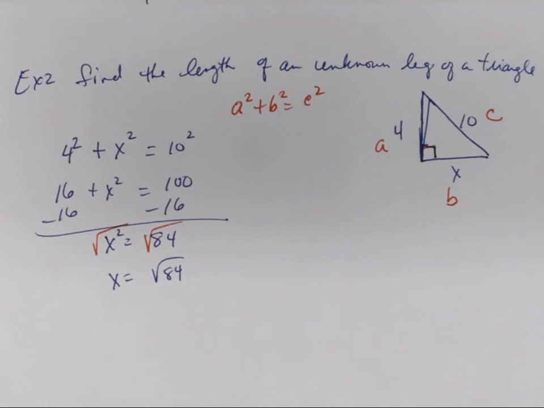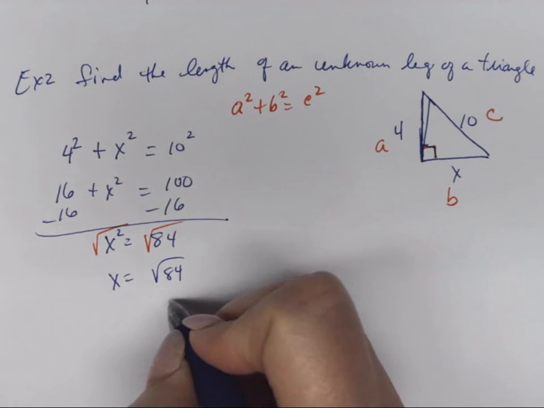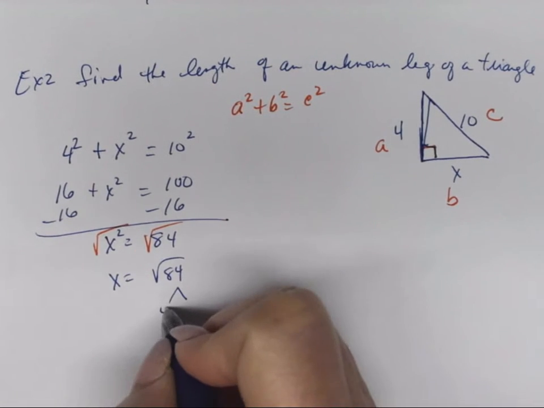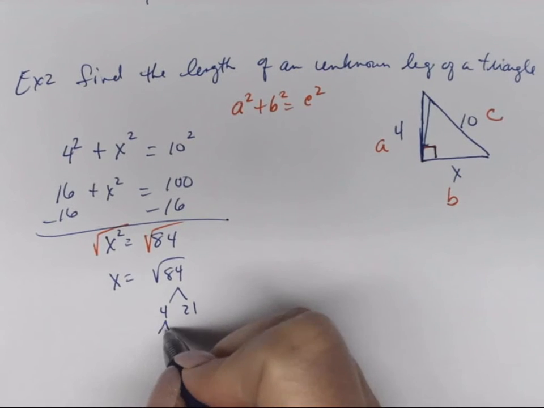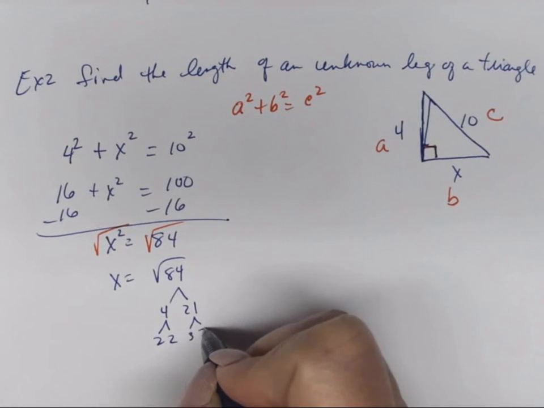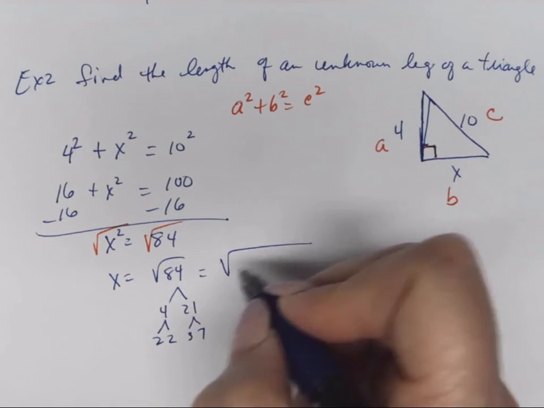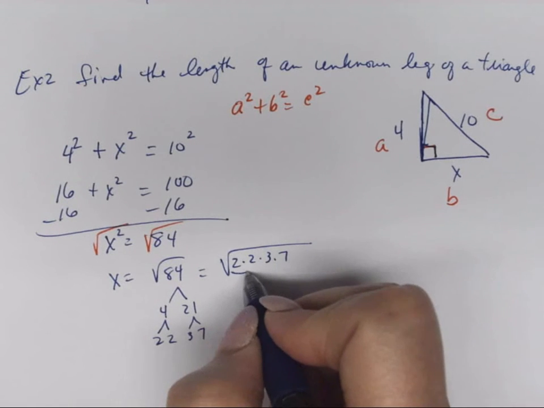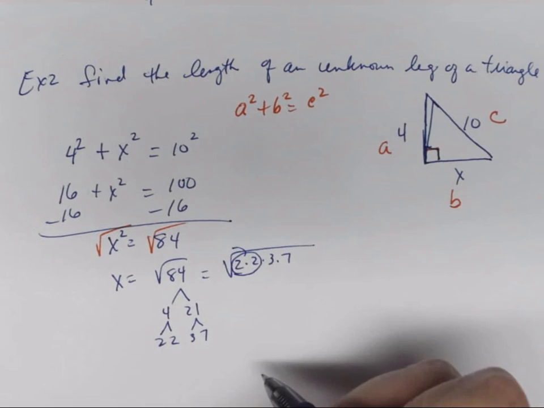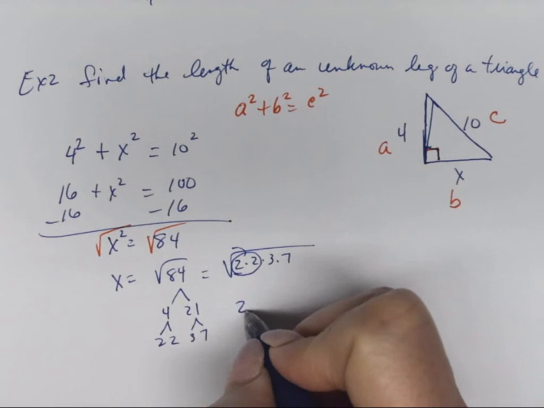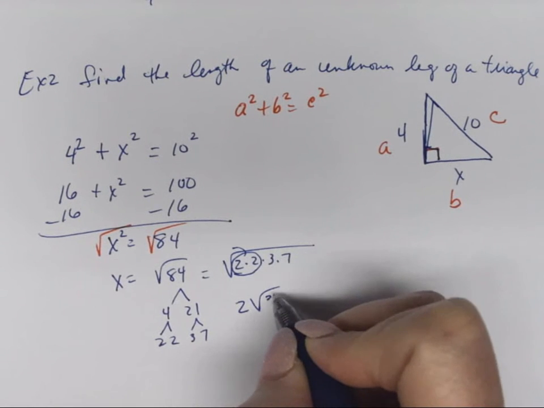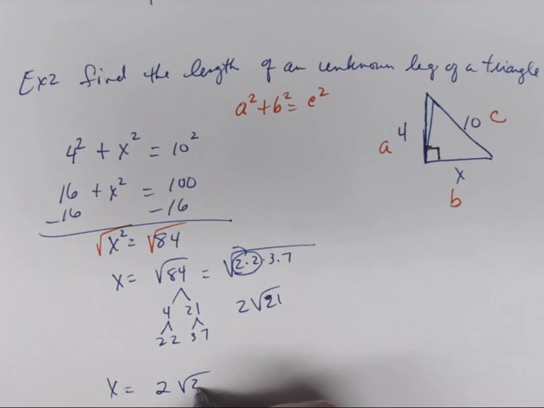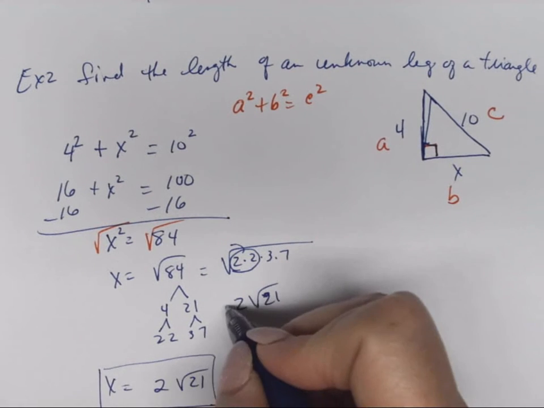Now, this is not reduced enough, so we're going to reduce this down. 84, you could use 2 times 42. I'm going to use 4 times 21. 4 is 2 times 2, and 21 is 3 times 7. So this will be equal to the square root of 2 times 2 times 3 times 7. Looking for a group of 2 numbers that are matching because we're doing a radical that has an index of 2. So the 2 comes out, square root of 21. So our x is equal to 2 square roots of 21, and this would be your answer.